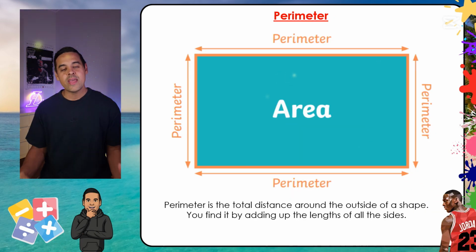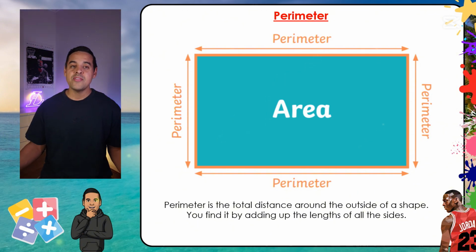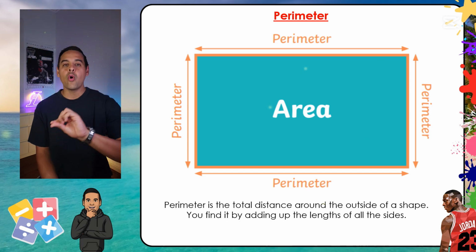Now the first thing we are going to learn in today's lesson is, what is perimeter? The definition of perimeter is the total distance around the outside of a shape. And you find this by adding up the lengths of all the sides.